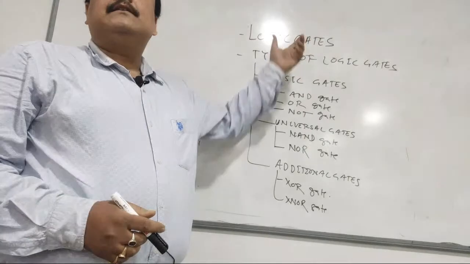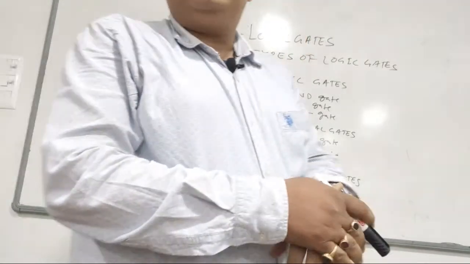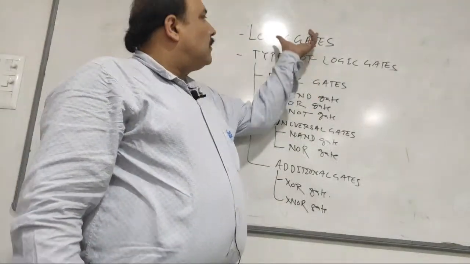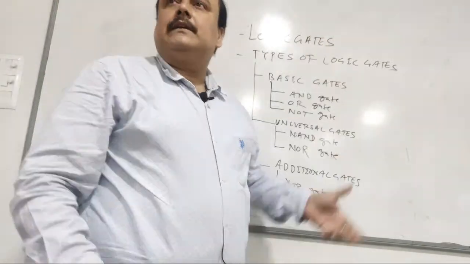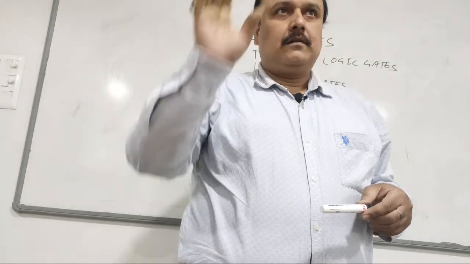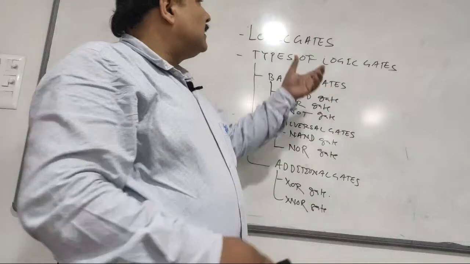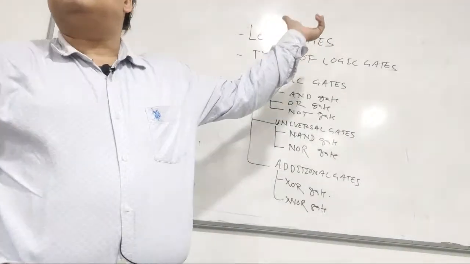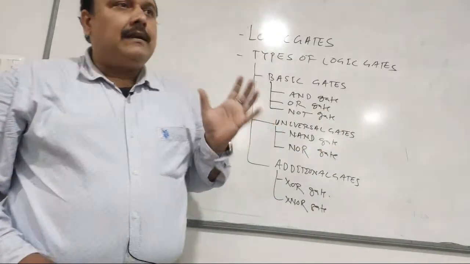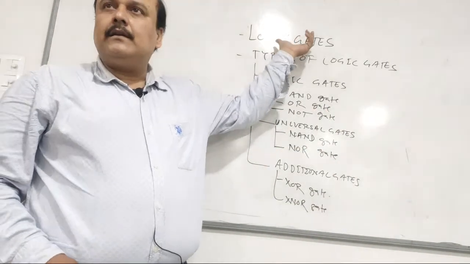We already discussed the definition part of the logic gates. So, what are logic gates? Basically, logic gates are used for making logical decisions inside the computer. Anytime we want to make any logical decision, we use the logic gates.